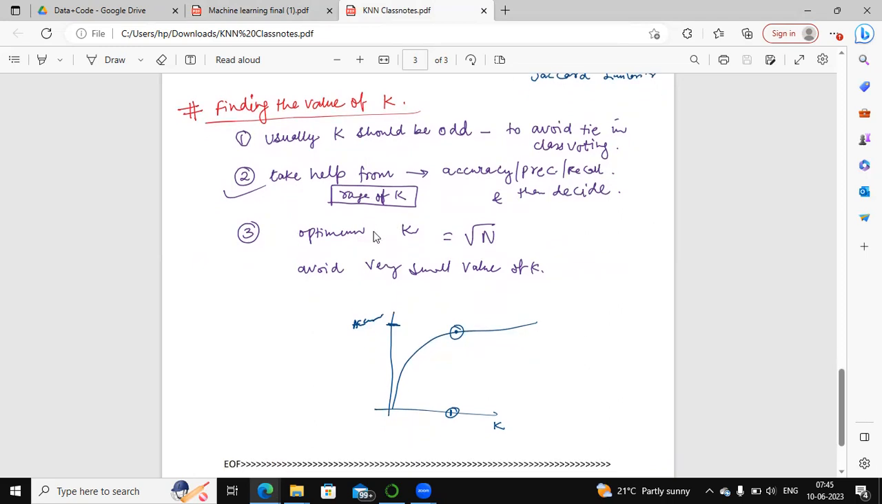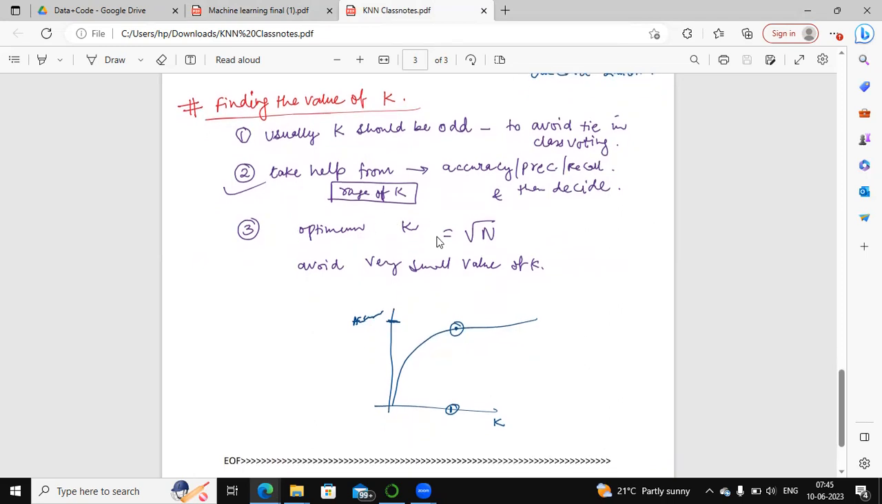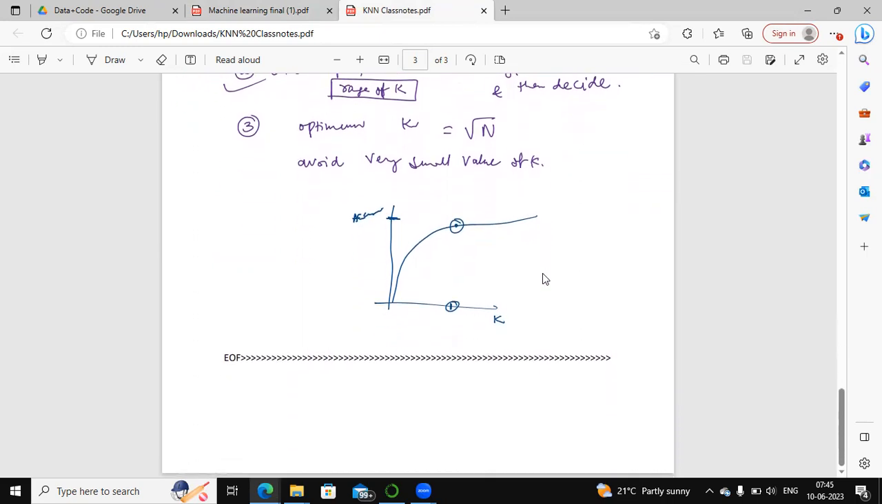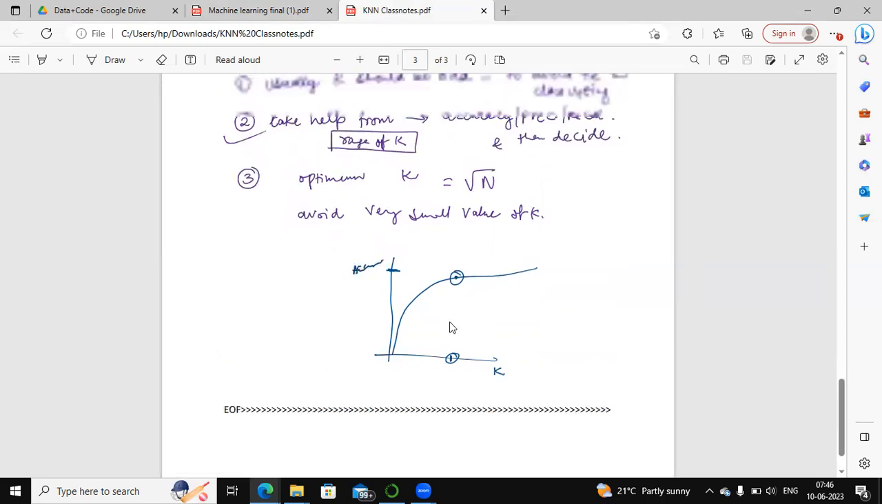The optimum k value we usually say should be the root of n, but it depends. You have to go with the evaluation metric and avoid very small values of k. Let's say here the accuracy for this k point is high, and it almost stabilizes after that. So this is the optimal value of k.